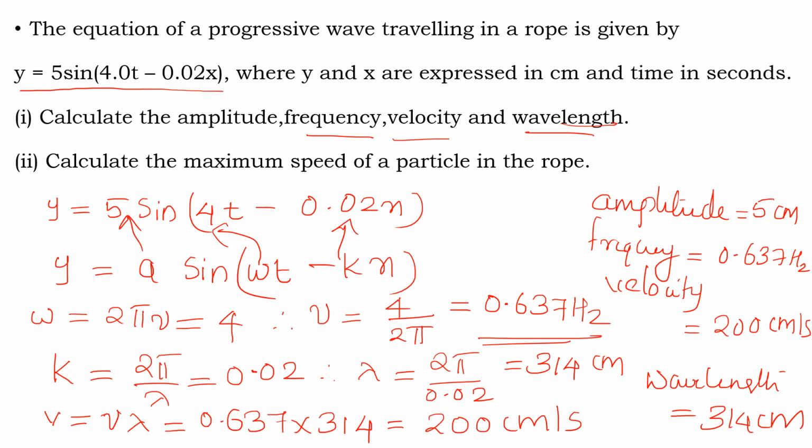Next is to calculate the maximum speed of a particle in the rope. That is, the equation is y = 5 sin(4t − 0.02x). That's y.